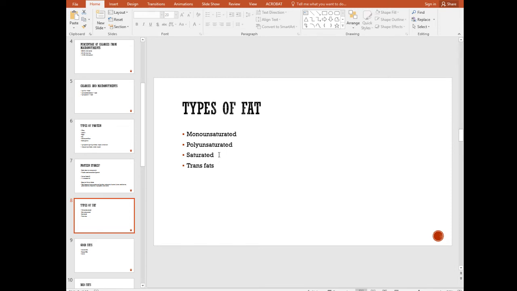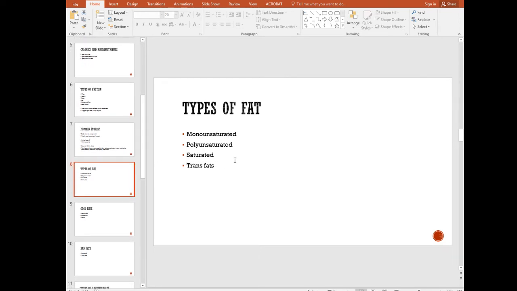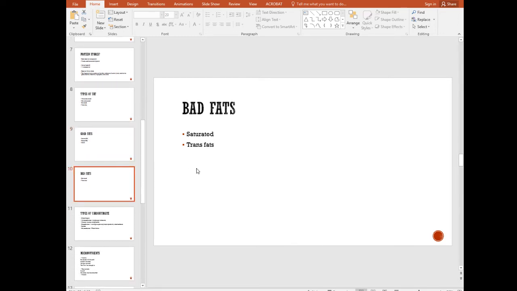Saturated, there's been a lot of debate about saturated. Is it bad? It's bad in large quantities, but we do need it. But trans fat is bad. Our body recognizes it as being even worse for us than saturated fat. And it raises LDL and lowers HDL. Really bad for us. Good fats lower LDL, the bad cholesterol, and raise HDL. But you got to be careful because some of them will lower HDL as well.